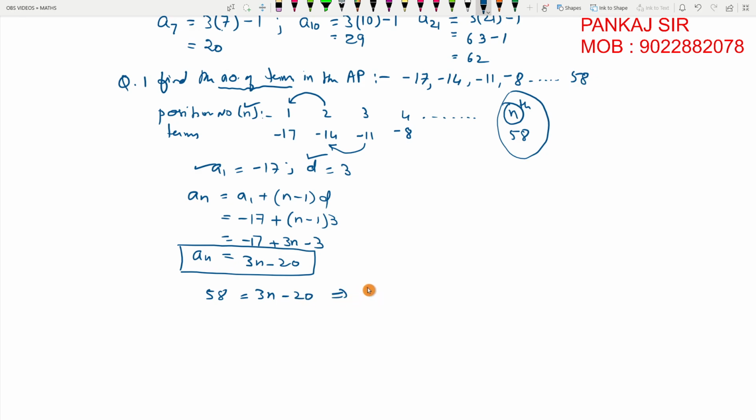So let me solve this. This will be 58 plus 20 equal to 3n, which is nothing but 78 equal to 3n, and this will give me n equal to 78 divided by 3, which works out to 26. Okay, 26 is the answer. So my n is equal to 26. Therefore, the number of terms in this sequence has to be 26. Is that clear? Fine. Okay.